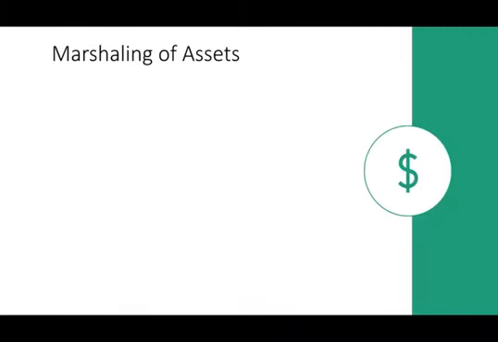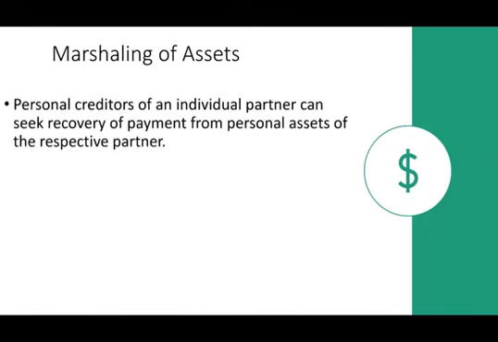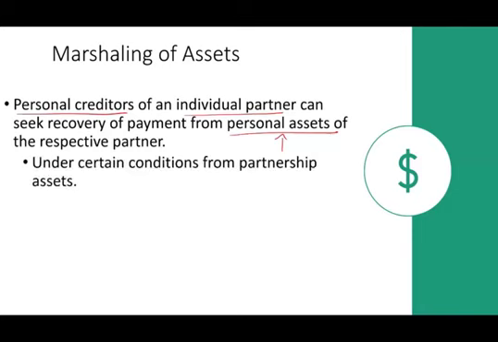To make things a little bit more complicated, sometimes partners might have personal debt. In other words, they have a business debt with the partnership and personal debt. Now, what happens to the personal creditors? A personal creditor of an individual partner can seek recovery of payment from the personal assets of that partner. Of course, if you owe me money, I'm going to go after you personally. On top of this, in certain circumstances, I can go after the partnership assets. So I can recover money not only from you, but from the partnership.